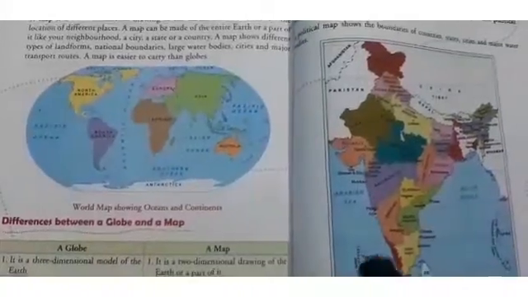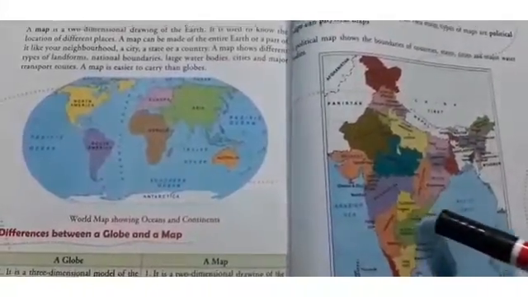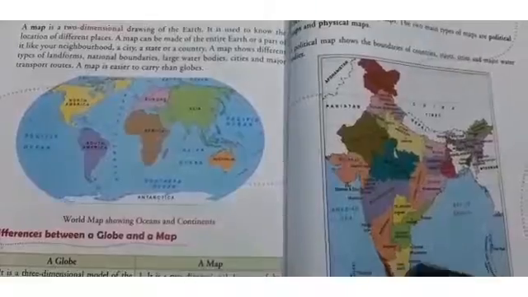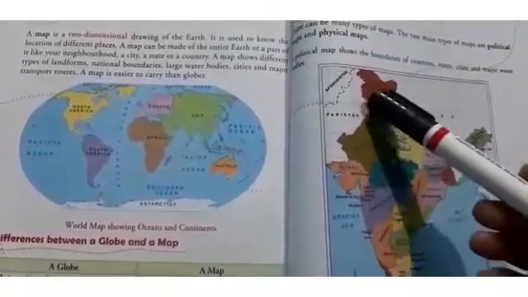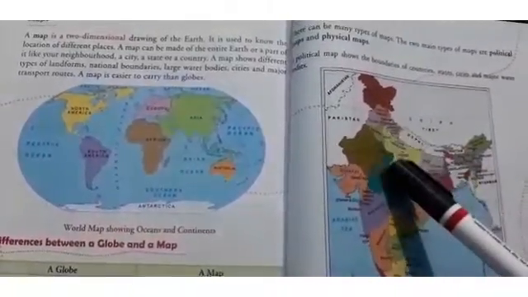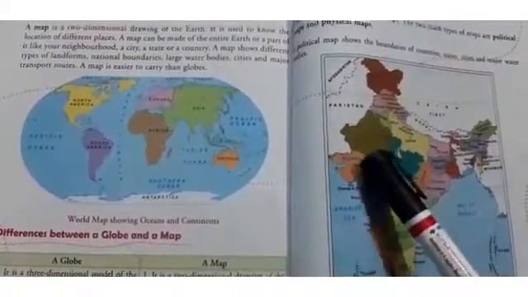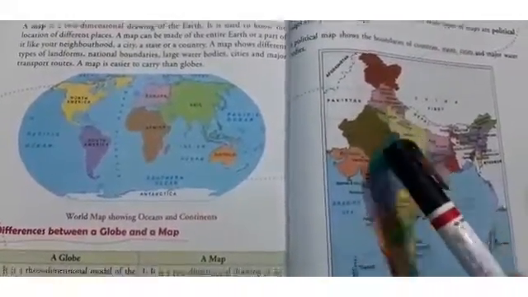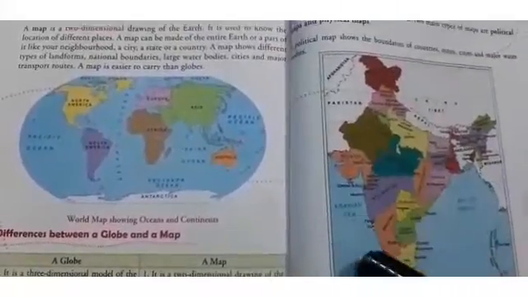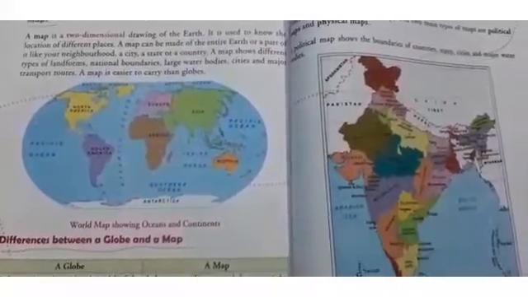As you can see in this picture, this is a political map. As you can see, there are boundaries. These are the state boundaries shown in this map of India. This is a political map.